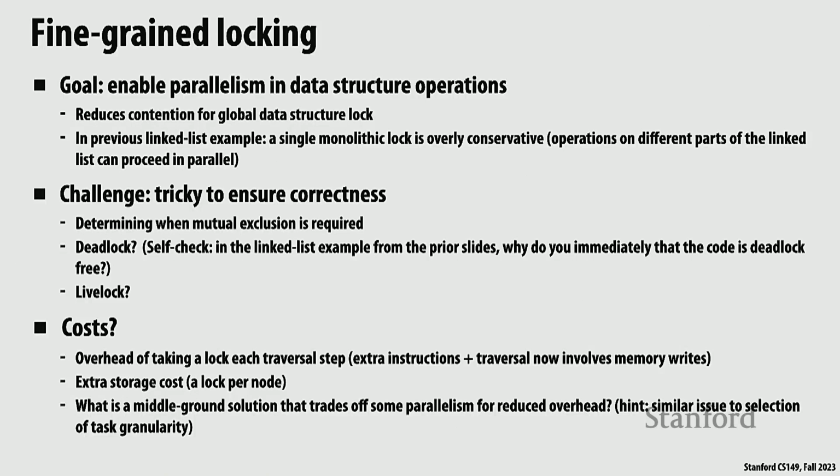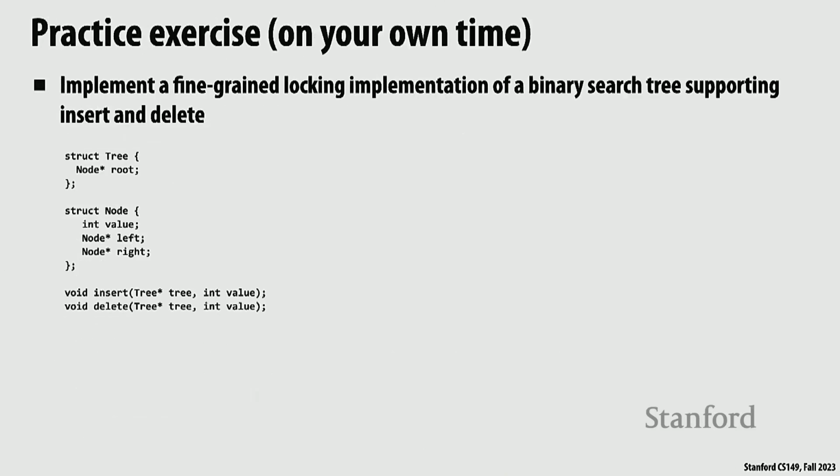If it turned out that taking a lock on every step of the list was too much, what's a middle ground between a lock on everything and a lock on every node? Yeah, you could say I'm going to take a lock for every 5 or 10 nodes or something like that. Yep, exactly. So on your own time, a very good exercise would be to go with a standard binary search tree and try to write the code yourself for insert and delete on a binary tree. No rotations or anything like that.